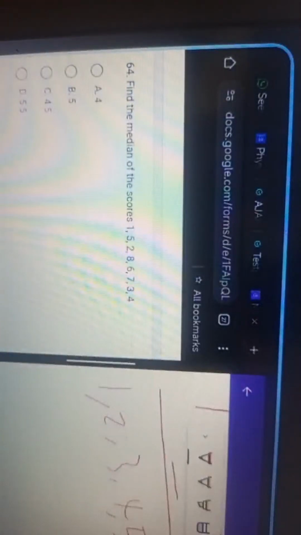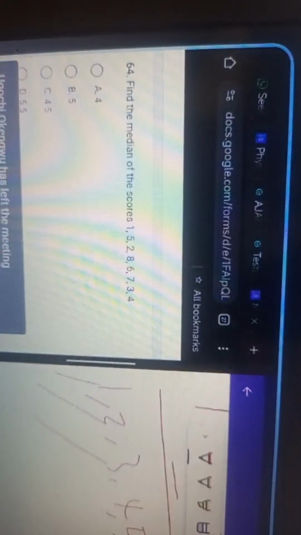I'll pick one from each end, one from each end, one from each end. So we're now left with 4 and 5 at the middle. Yes, so we have to get the midpoint by dividing them by 2. So 9 divided by 2 will give me what? 4.5. So the median is 4.5. Do we get it? Everyone?